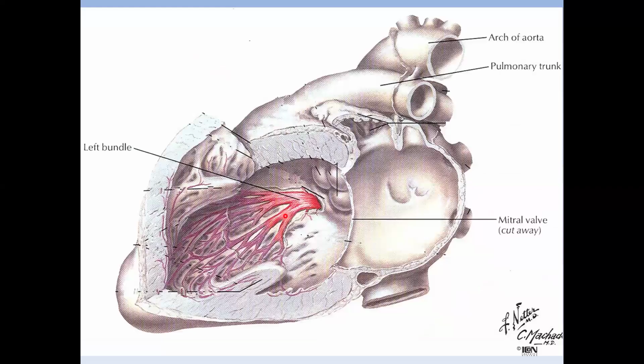If we look from the left side, this is the left bundle, and we need to pay attention to the left bundle more and more because we are now getting into the era of left bundle pacing. As you can see, the left bundle is a pretty wide structure, and then it splits into the left anterior fascicle, left posterior fascicle, and some people believe there is a middle one. It is a very wide structure, so when we do left bundle pacing, it's pretty easy to hit one of these branches.